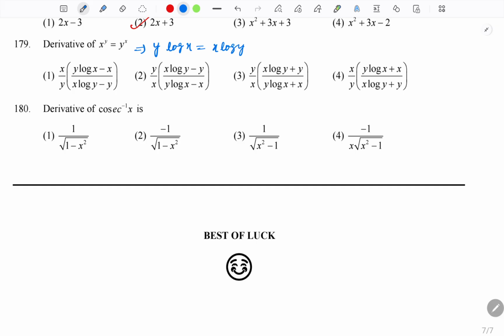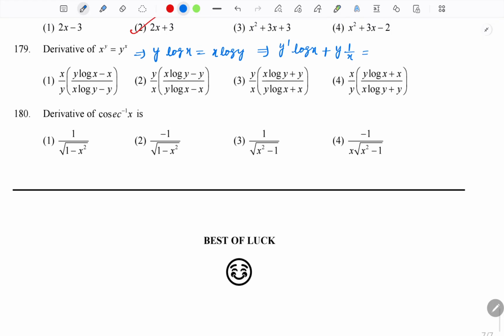Then if I differentiate on both sides, what will you get? y dash into log x, plus, it's a uv, right? It's a one function, u dash v plus u v dash. What is u here? y, log x derivative 1 by x, equal to, what about this side? x derivative 1 into log y, plus x times, what is the log y derivative? 1 by y times y dash.